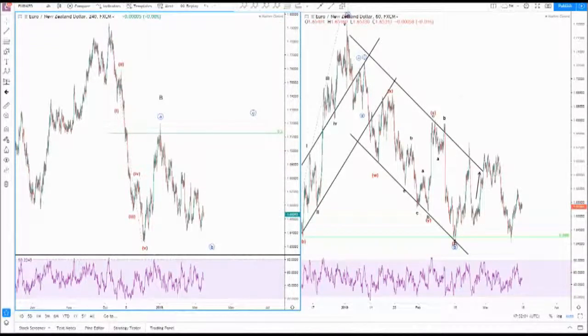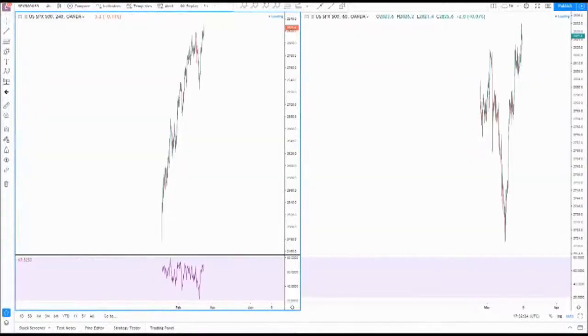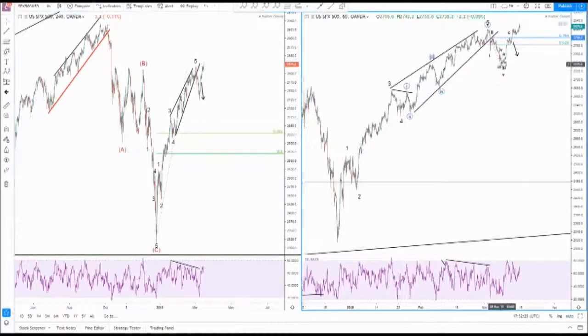But could go either way. So that helps us when we're looking at the Aussie Kiwi. Well, the Aussie against the Euro at least looks pretty strong. Against the dollar, we could be bullish in that pretty soon as well. So this could be really coming to an end, and we could start to see some Aussie strength, particularly against the Kiwi. Next I want to look at the S&P 500.